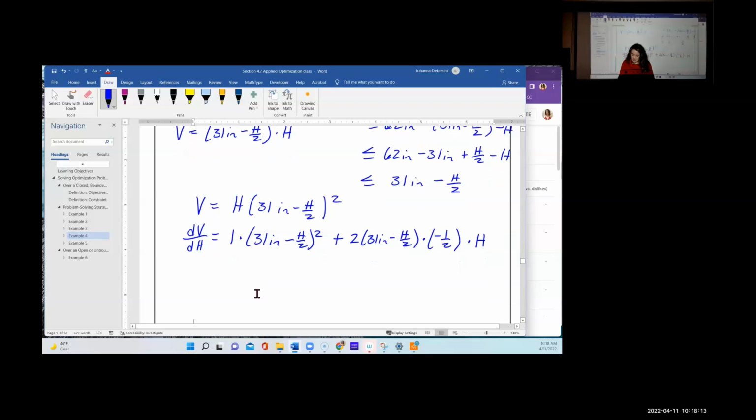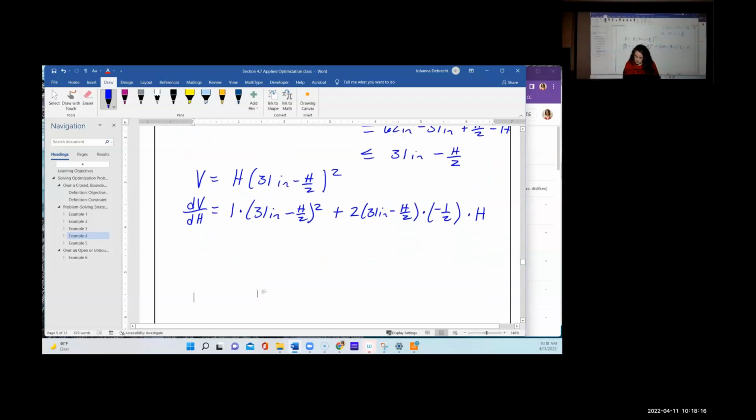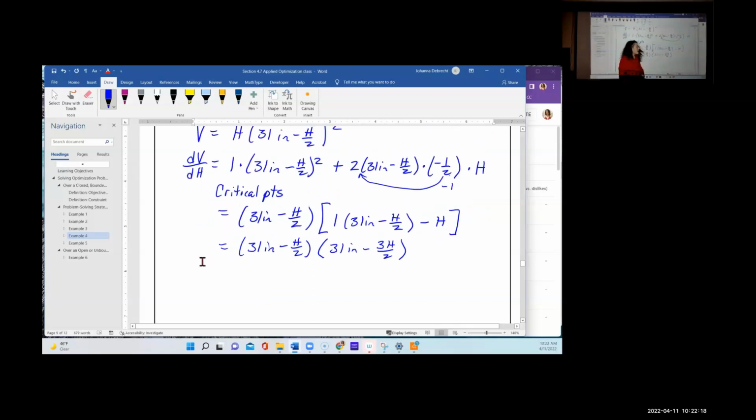And now we've got to find the critical points, which makes it a little bit harder. So what I did was I factored out one of the common factors of (31 inches minus H over 2) to the front, and that left a placeholder of 1 times the remaining (31 inches minus H over 2), plus the factor came out, so I had 2 times negative a half, which is negative 1 times H, so I got minus H. And then 31 inches minus H over 2 minus H becomes 31 inches minus 3H over 2. And this is the first derivative.